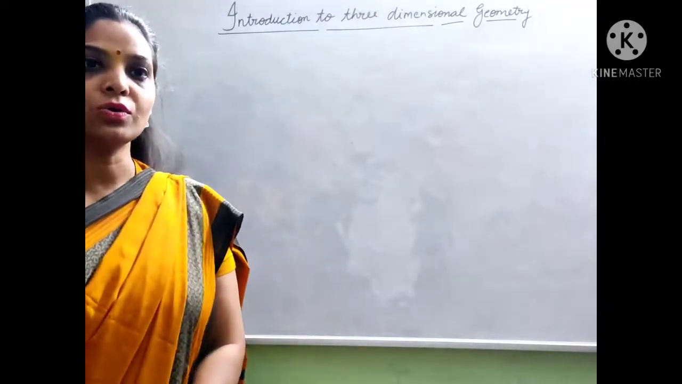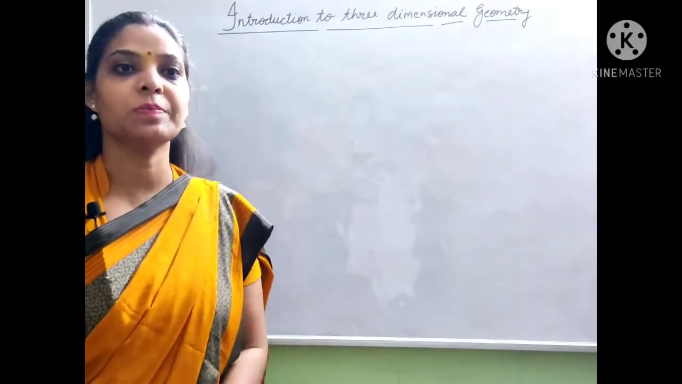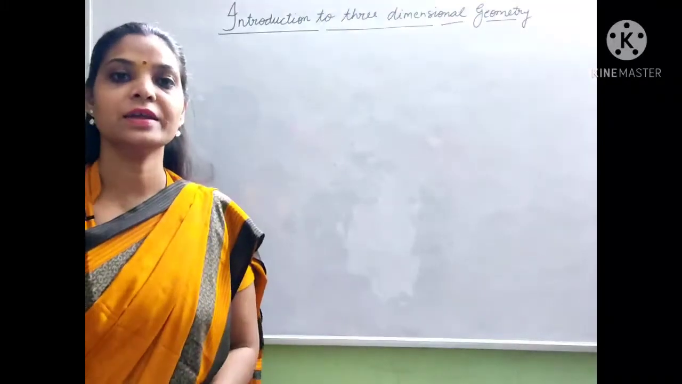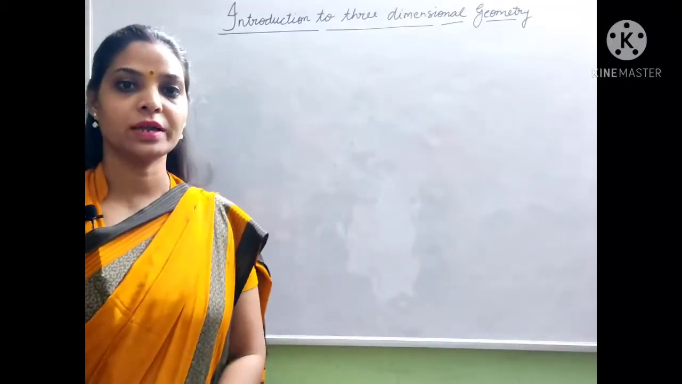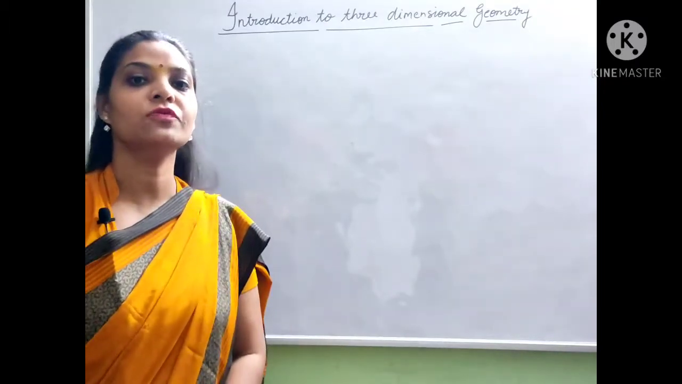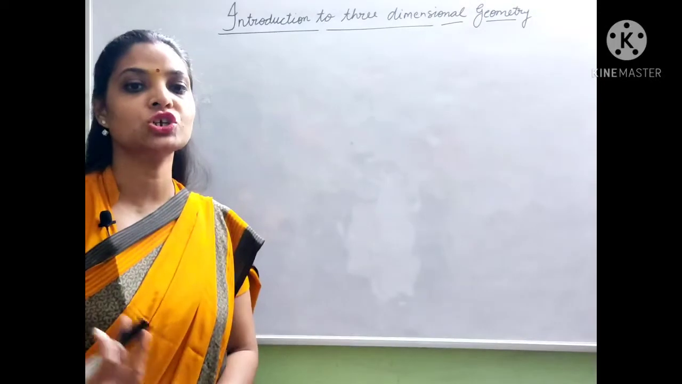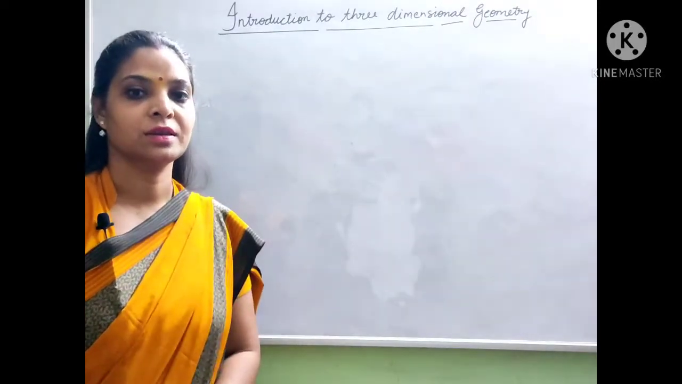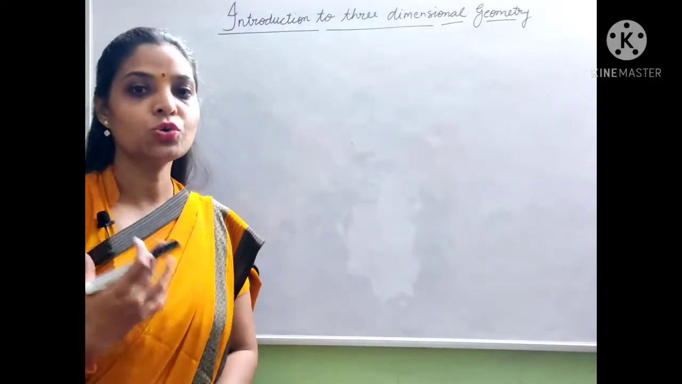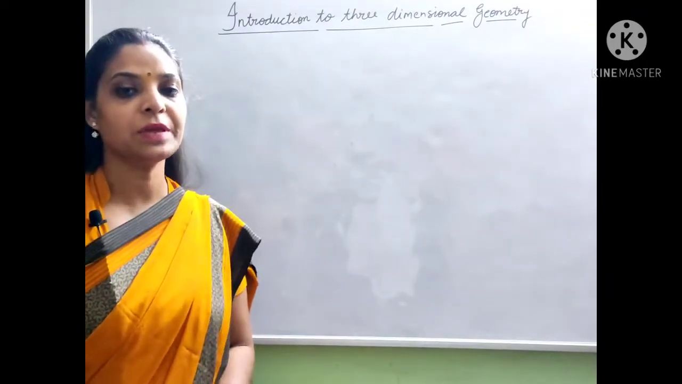Does everyone know what the Cartesian plane or XY plane is? It is a two-dimensional plane. If I ask you to locate a point in a plane, what will you do? Do you know how to locate the position of a point in a plane? We need two intersecting, mutually perpendicular lines in the plane.